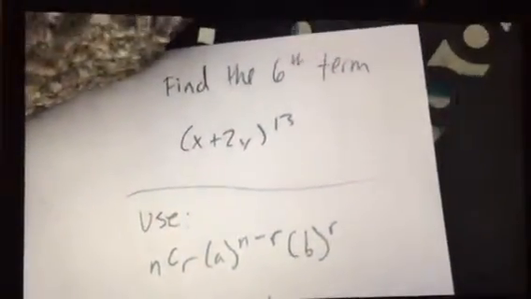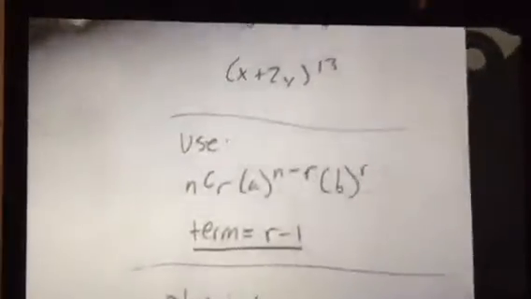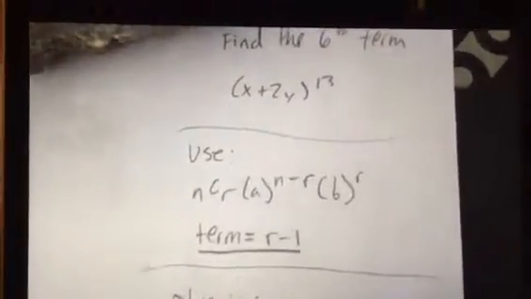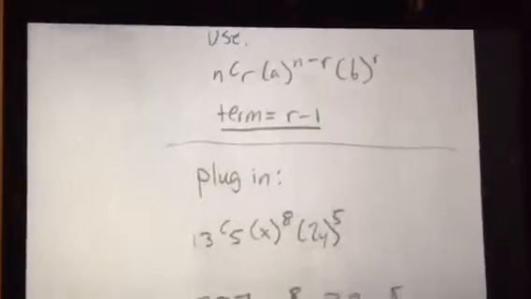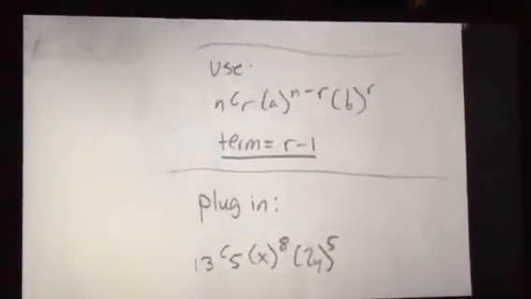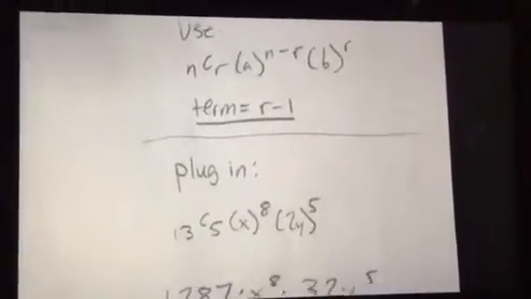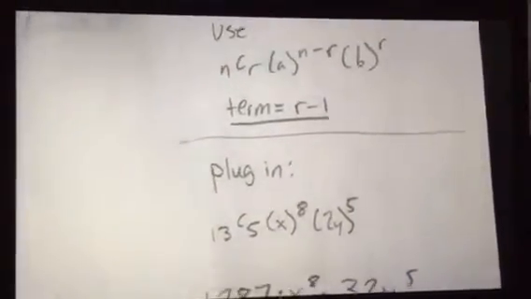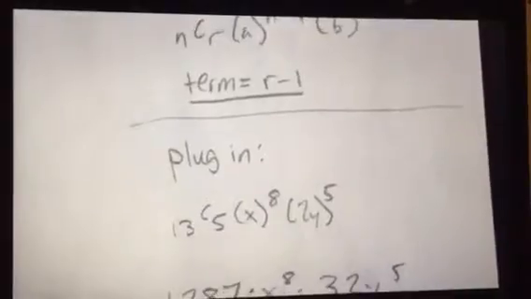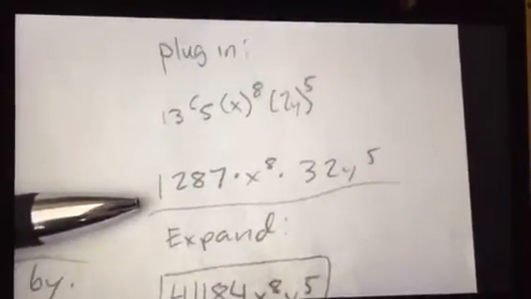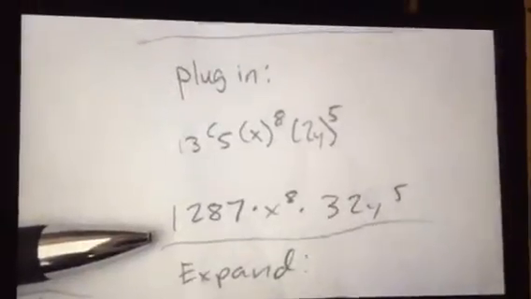Now you look at this equation, nCr a^(n-r) b^r. Now you always want to know that the term is r minus 1. So when you plug it in, you plug in 13 C 5, and then you plug in x since it is a. So it's x to the 8th, and y is 2y to the 5th. And when you expand it, you get 1,287 times x to the 8th times 32y to the 5th.